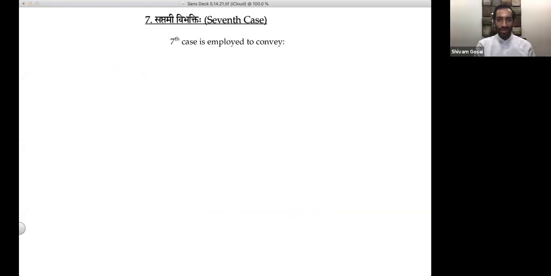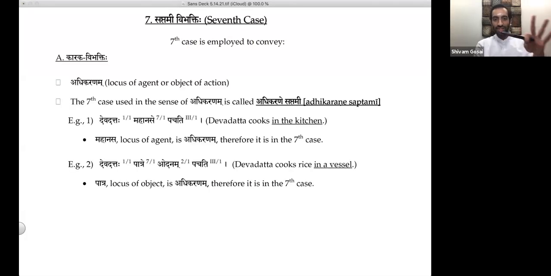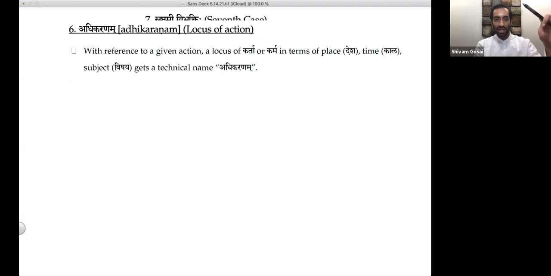Okay, so what is seventh case employed to convey? Before you flip your book, it's used to show adhikaranam. But before we look at adhikarana saptami, let's look at what adhikaranam means. This is probably around page 14 in the book, if you want to look at the beginning. This is the 6th karaka out of 6, the last karaka we need to look at. If you can, write the page number in the chat once you find it.